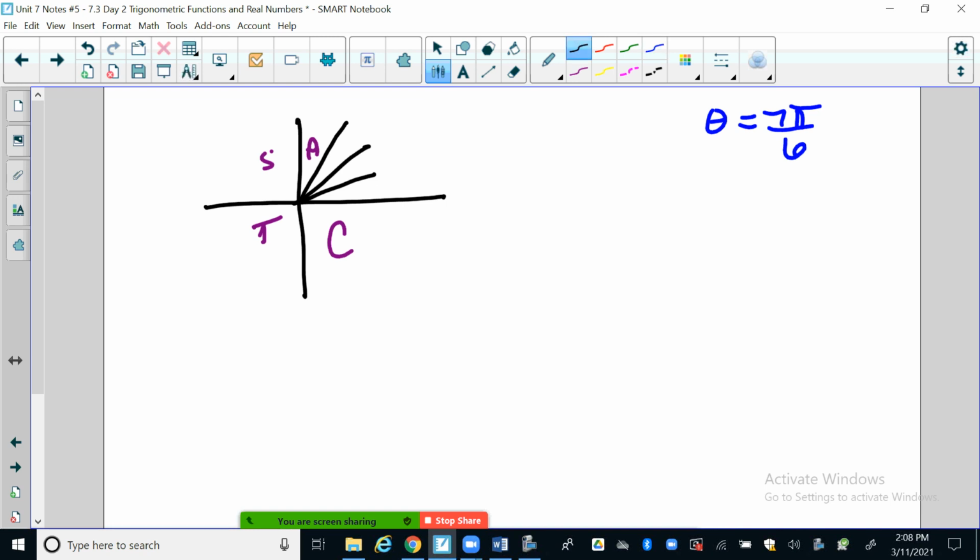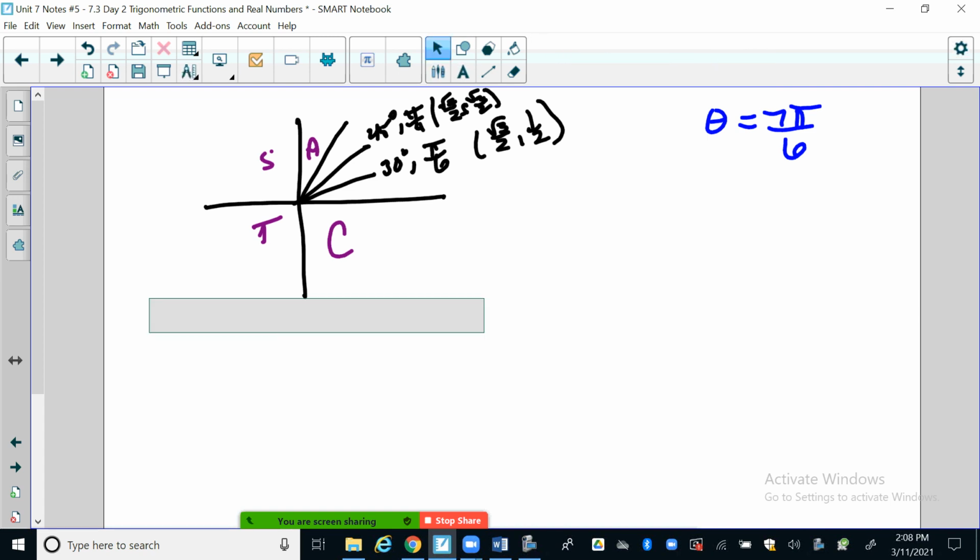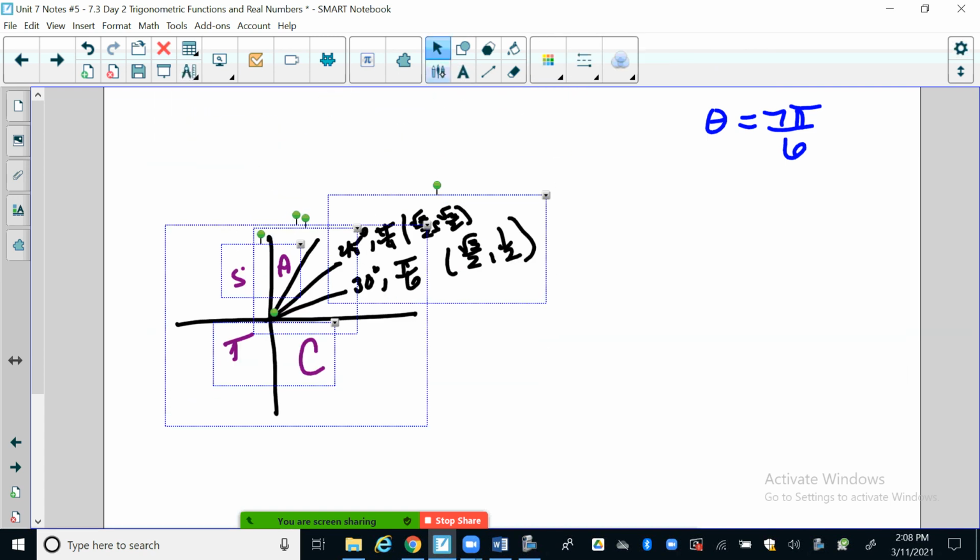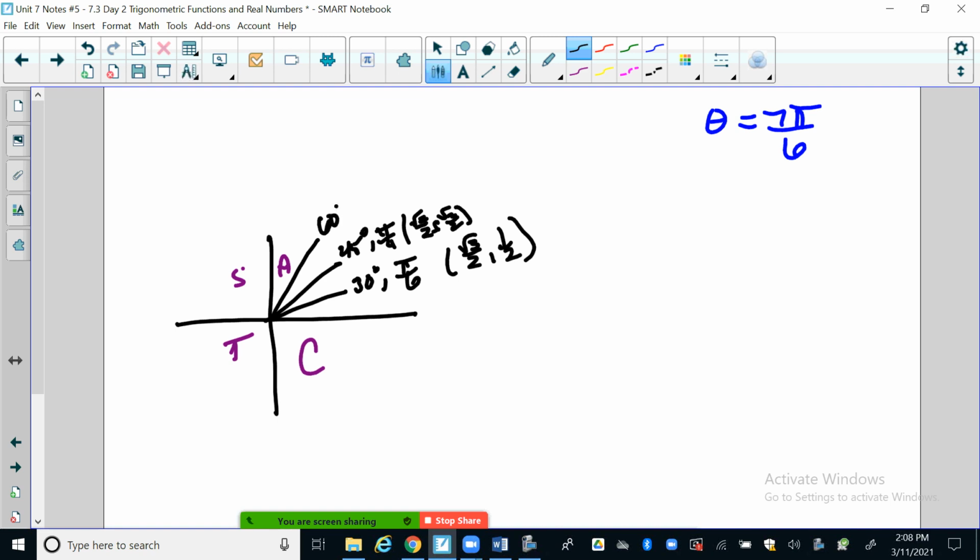So quadrant 1, filling that in really quickly, we have 30 degrees, which is pi over 6, which is the coordinate square root 3 over 2, 1/2. We have 45 degrees, which is pi over 4, which is the coordinate square root 2 over 2, square root 2 over 2. I'm going to have to move this. And then we have 60 degrees, which is pi over 3, which is the coordinates 1/2, square root 3 over 2.